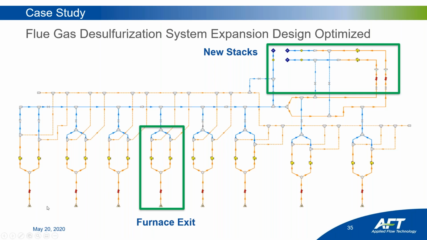Hopefully it's not too overwhelming, but the idea is we got the inlet down here. These are the furnace exits, right? So they had to expand and put in more of these. And with that, they had to put in new lines. That's what these blue lines are, and some new stacks over here.